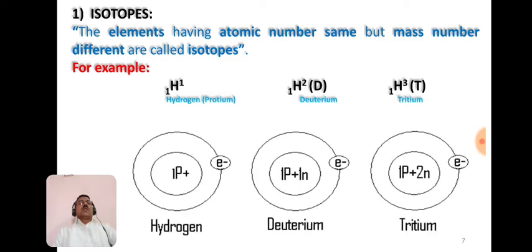Now see here, in case of hydrogen, there is one proton in its nucleus and one electron is revolving around this nucleus. In case of deuterium, as its mass number is 2, it means there is one proton and one neutron in the nucleus. In case of tritium, there is one proton and two neutrons, as its mass number is 3. So this is the representation of the isotopes of hydrogen: hydrogen, deuterium, and tritium. These are the three isotopes of hydrogen.